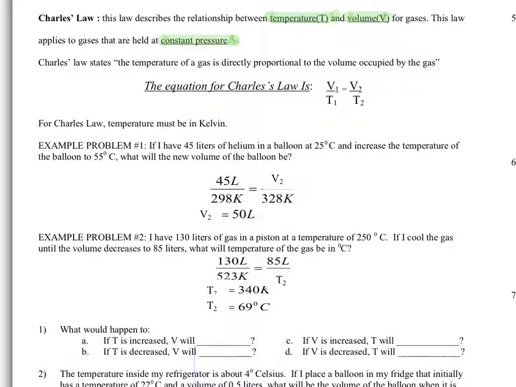So Charles' law states that temperature is directly proportional to volume. Directly proportional. Yesterday they were inversely proportional. Today they're directly proportional. So Charles' law is V1 over T1 equals V2 over T2. Now something very important about Charles' law: temperature must be in Kelvin.